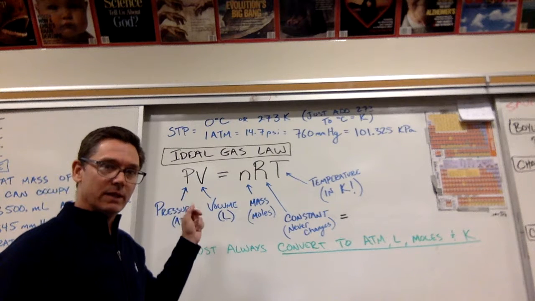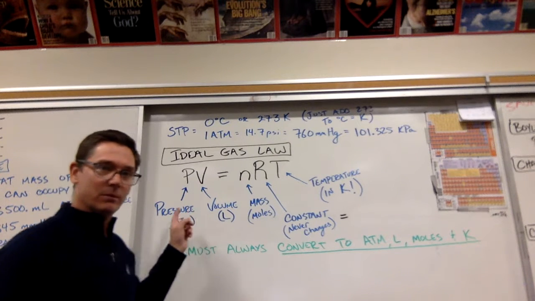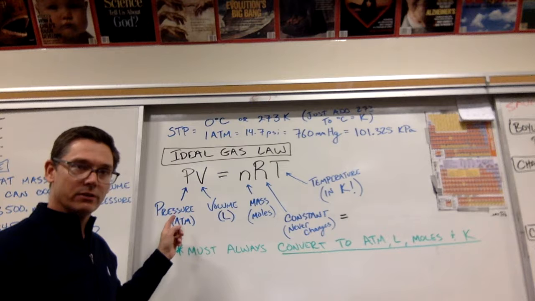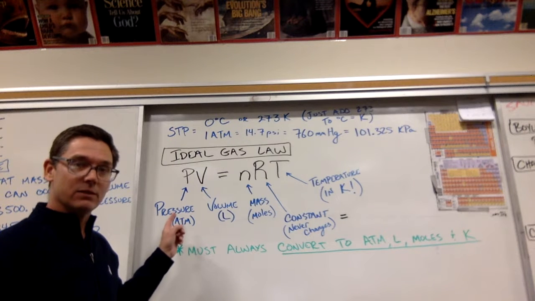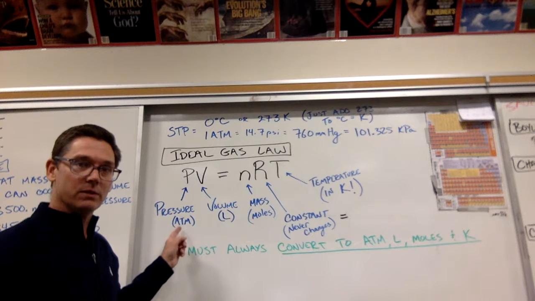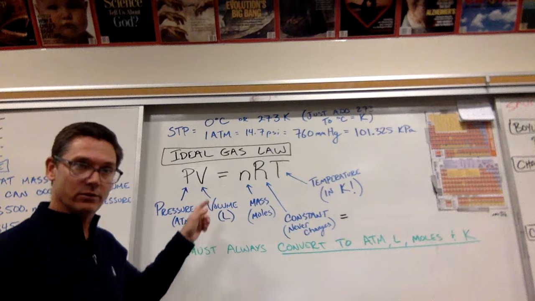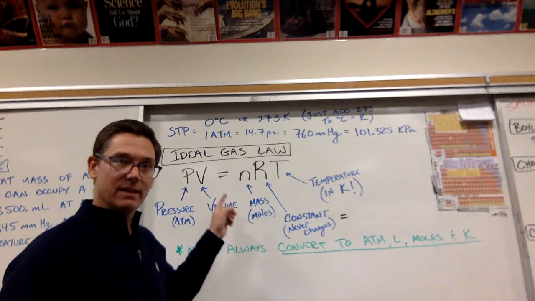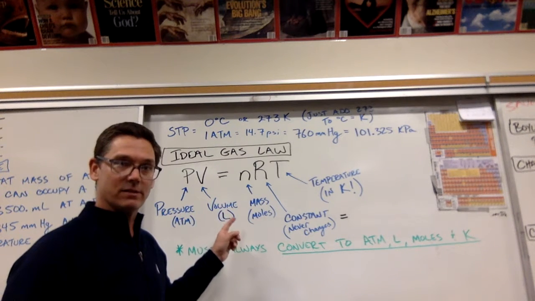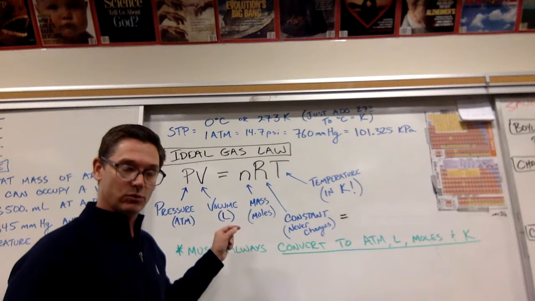PV, that looks familiar, right? PV, right? That's Boyle's law. Remember that P is pressure. And in this equation, the ideal gas law, it always needs to be in atmospheres of pressure. All right, and volume needs to be in liters of volume. PV equals nRT. n represents the mass of the gas in moles.